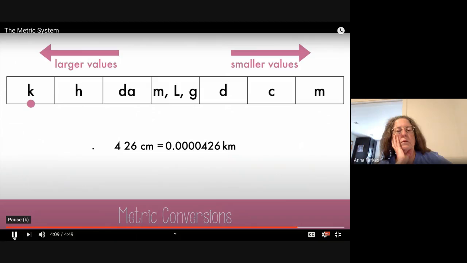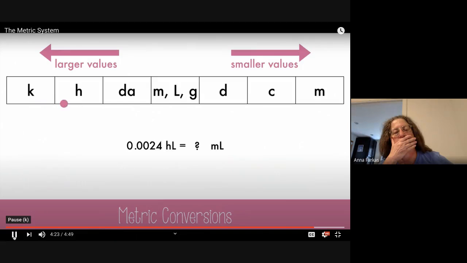4.26 centimeters is a very small measurement already, so it makes sense that it would be an extremely small fraction of a kilometer. Let's do one last conversion. 0.0024 hectoliters to milliliters. Start at hecto and go 1, 2, 3, 4, 5 places to the right and move the decimal the same number of spaces. And you get 240 milliliters, which is probably a better unit for the smaller volume anyway.